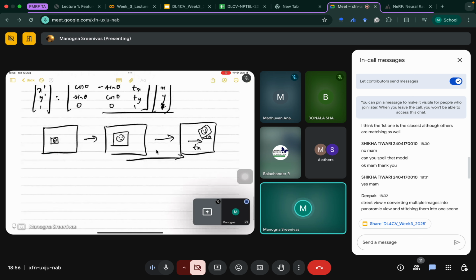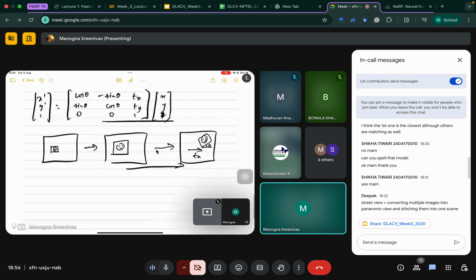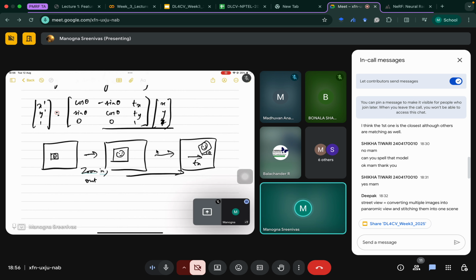But suppose I want to do this scaling. How do I do that? Or make it small. Zoom in or out. Can I modify the above equation so that I can incorporate this zooming in and out?